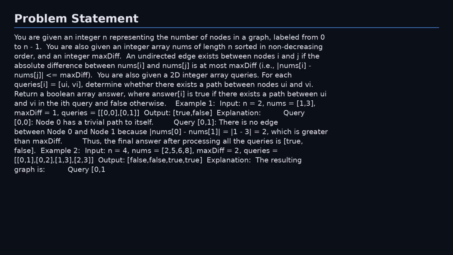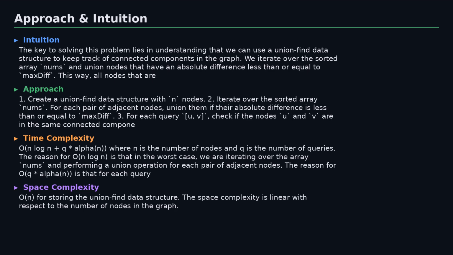Now, let's talk about the intuition behind this problem. Think of it like a social network where each person is a node. And they're connected if they have a similar interest, which is represented by the absolute difference between their values. We can use a union-find data structure to keep track of these connected components.